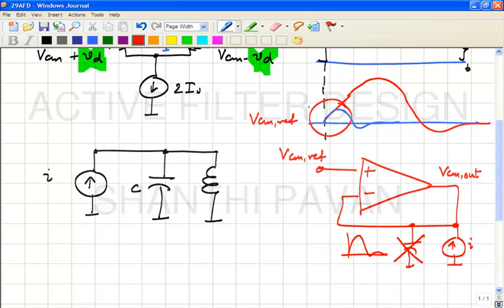Of course, one can go and do the maths and so on. But what I want to point out at this stage is that any amplifier which attempts to be a voltage source based on feedback principles, I mean, what do I mean when I say a voltage source based on feedback principles?